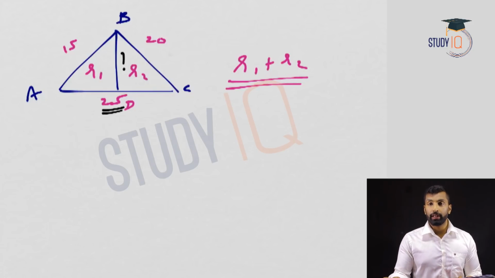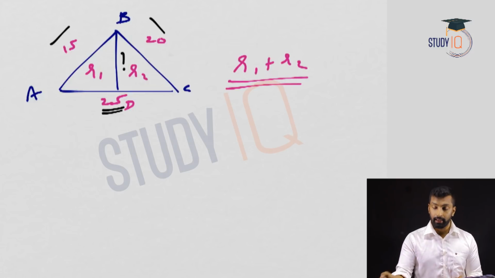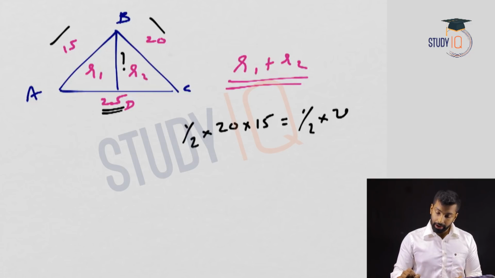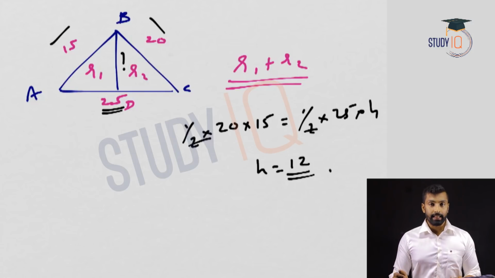But here I have not given you the area, but I can find the area if you consider this as the base and this as the height. So basically half into 20 into 15 is equal to half into 25 into h. So what is h here? h is equal to 12. So you got h is equal to 12.